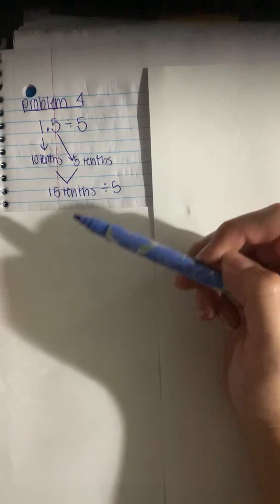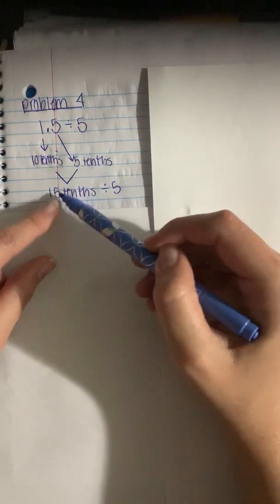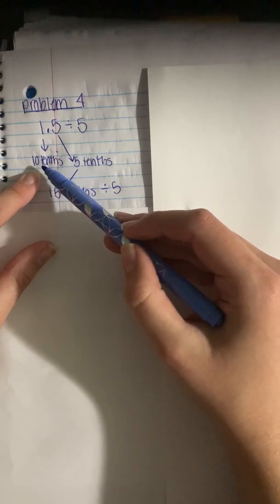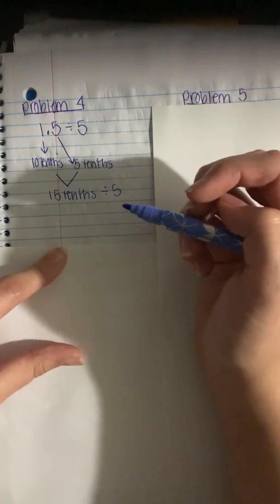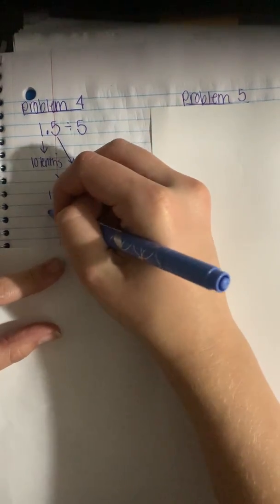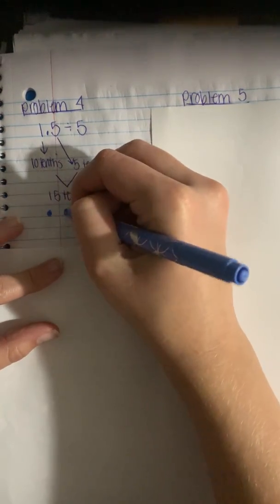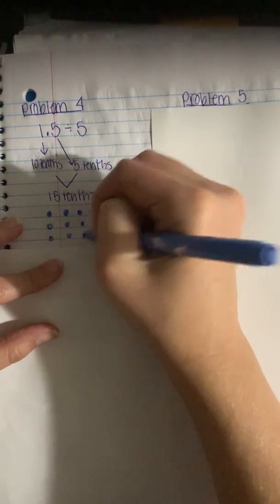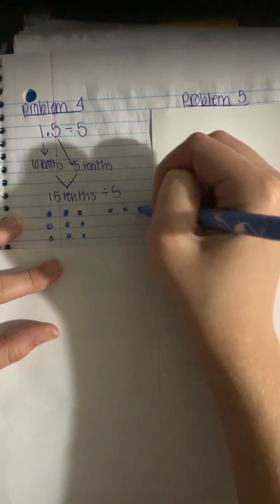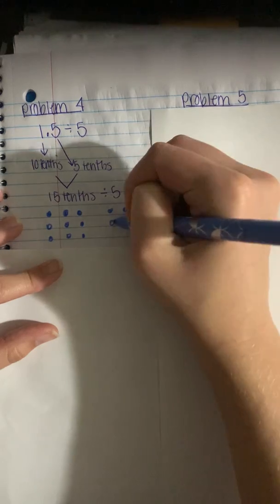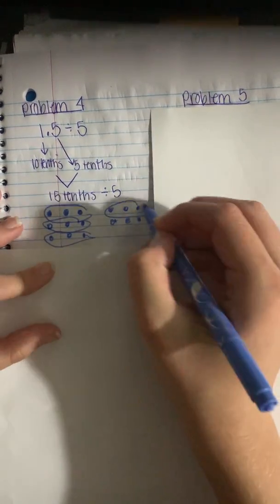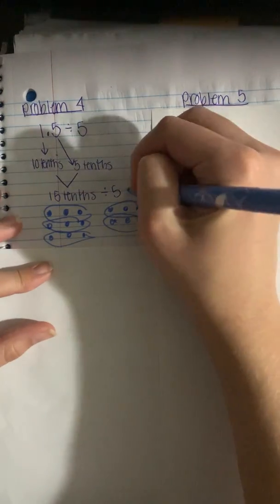So remember, you can always use manipulatives or write it out like this so that you're regrouping 1 whole for 10/10. So if I have 15/10 and divide it into 5 groups, I have 2, 3, 4, 3/10 in each group.